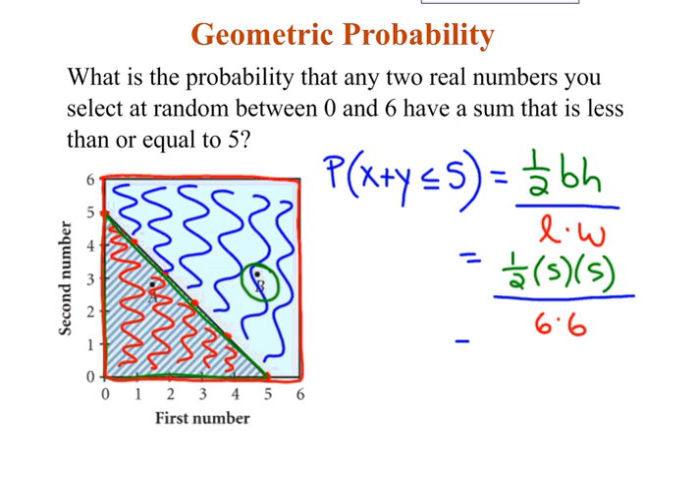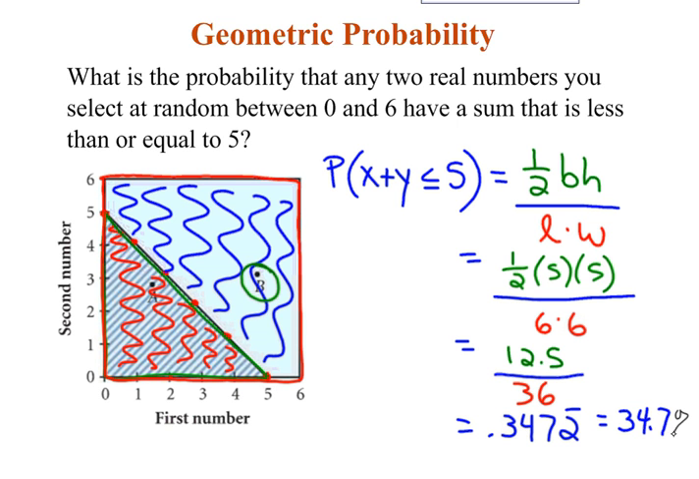Simplify the top and the bottom. On top, we have 5 times 5, which is 25, times 1/2, which is 12.5. On the bottom, 6 times 6 is 36. Our probability in decimal form comes out to 0.347 repeating. Or as a percentage, since we're used to talking about things in terms of percentages, it would be 34.7%.